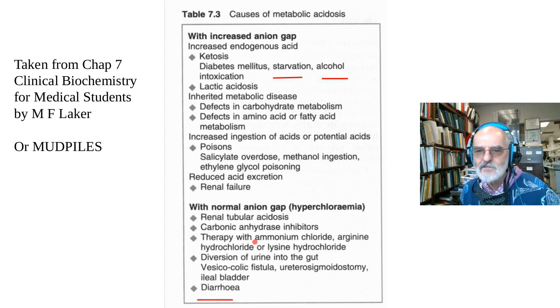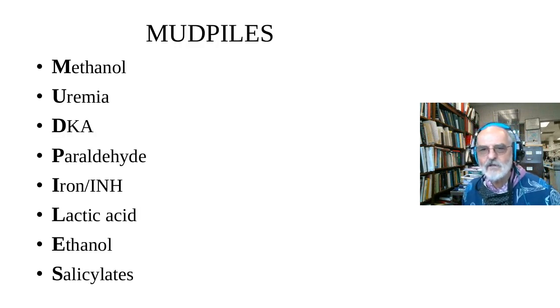Okay, and so depending on the kinds of problems that you have, you may have a normal anion gap, but there are other things that might be going down that can cause acidosis or alkalosis that we can talk about.